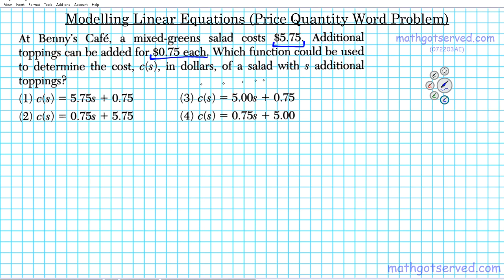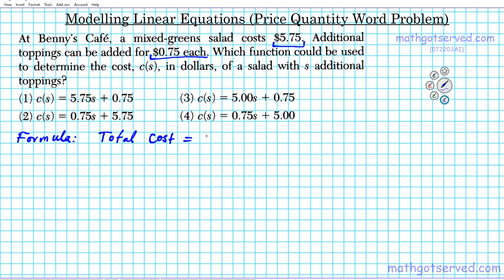Okay? So in order for us to create a function C of S or mathematical model C of S to calculate how much you pay depending on the number of toppings you order, we're going to take a look at the formula that's going to guide our model creation process. Okay, so the formula is as follows. The total cost is going to be made up of two components.